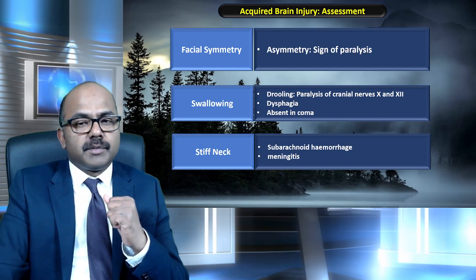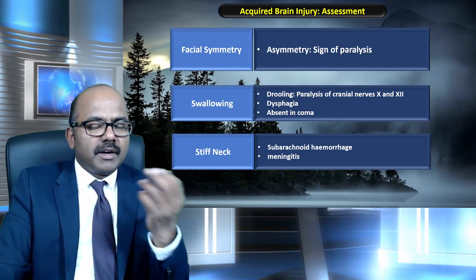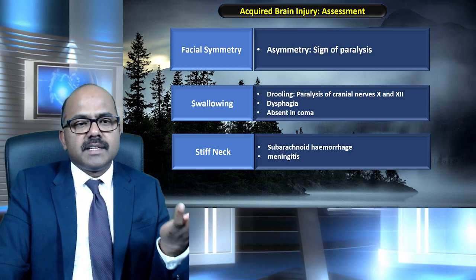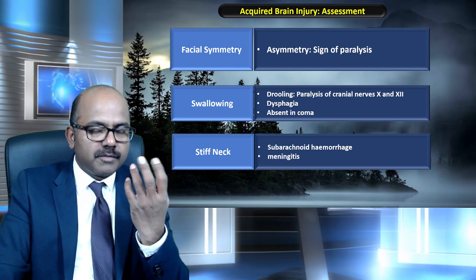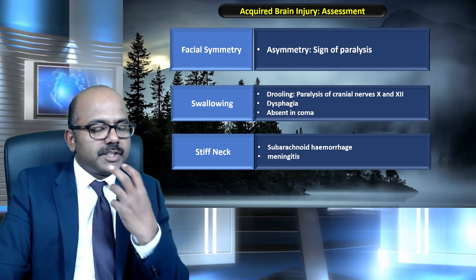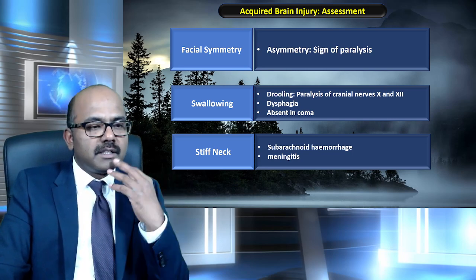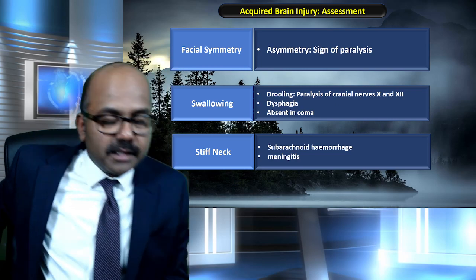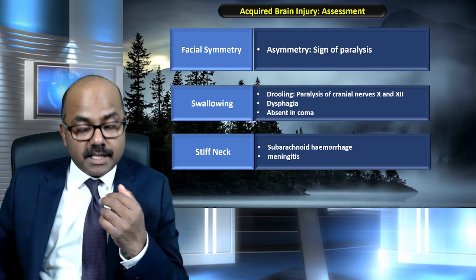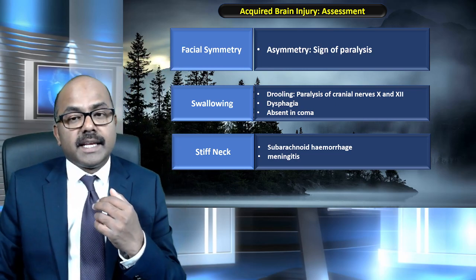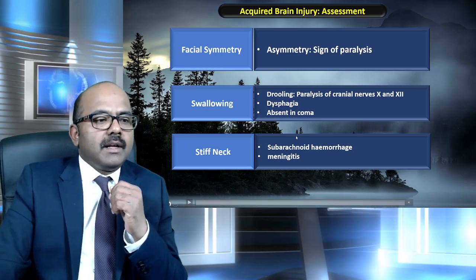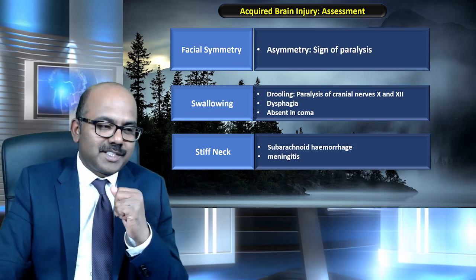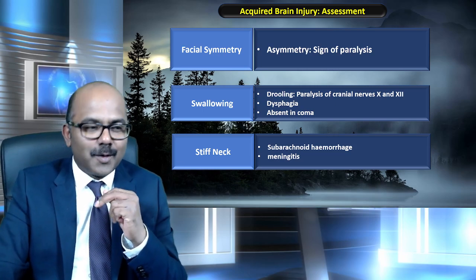Swallowing, that's another thing. If the patient is alert, look for any signs of drooling, because if cranial nerves 10 and 12 and the glossopharyngeal nerves are involved, the patient cannot swallow saliva and will be drooling. Look for dysphagia if the patient is alert, and see for any signs of difficult swallowing. That indicates head injury. These things won't be seen in a coma stage, since there won't be any swallowing in a coma anyway.